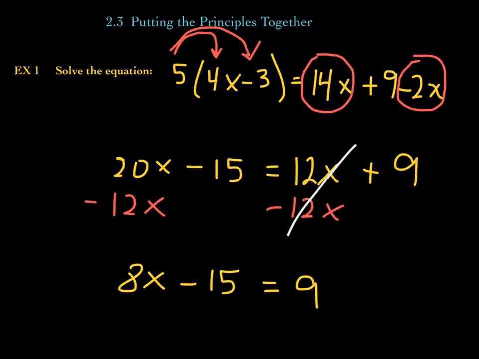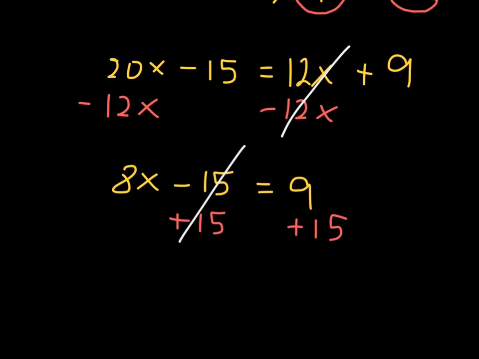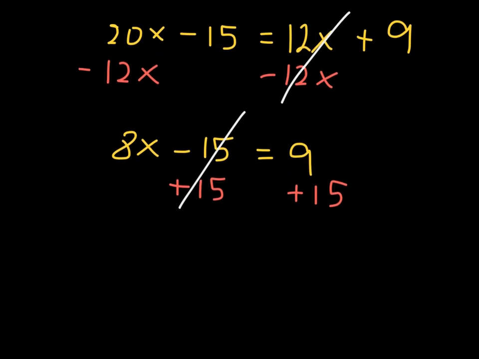The only way you're going to get the negative 15 to go to the other side is by using the opposite or inverse operation. The opposite of subtraction is addition. So I'm going to add 15 to both sides. We know that negative 15 plus 15 is 0. So I'll just cross that out. And what we have now is 8x on the left, and on the right, 9 plus 15, which is 24.